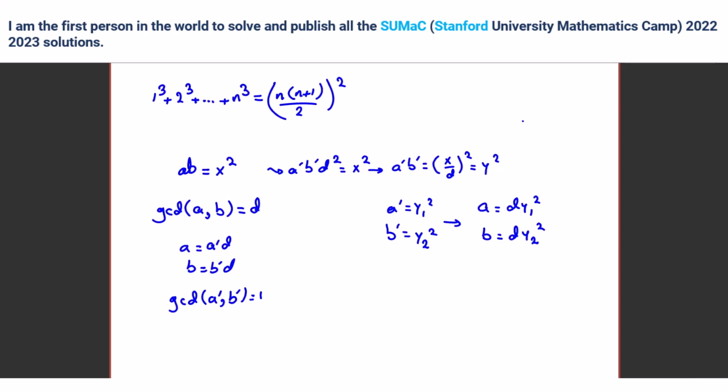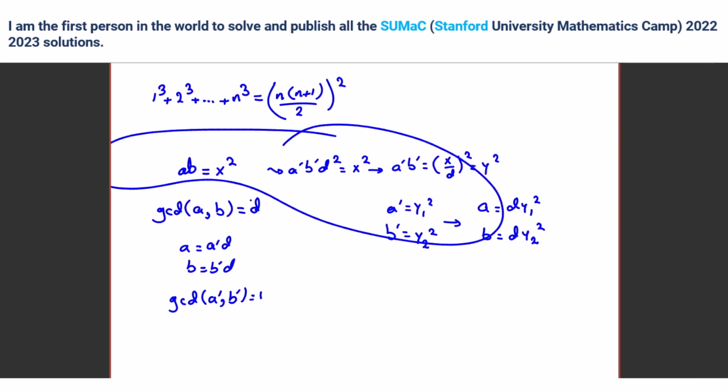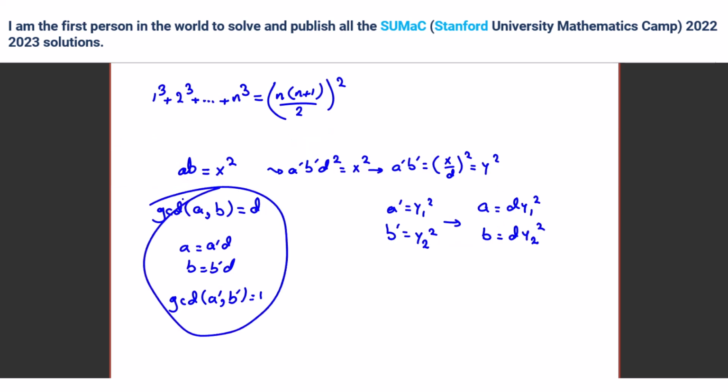But sometimes you don't need to use these things. For example, if you consider GCD, you can consider these things in general. And the LCM of A prime B prime is what? I'm saying A prime, B prime, D. Okay, good.